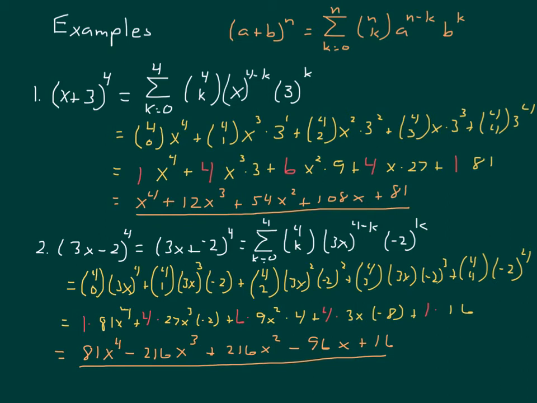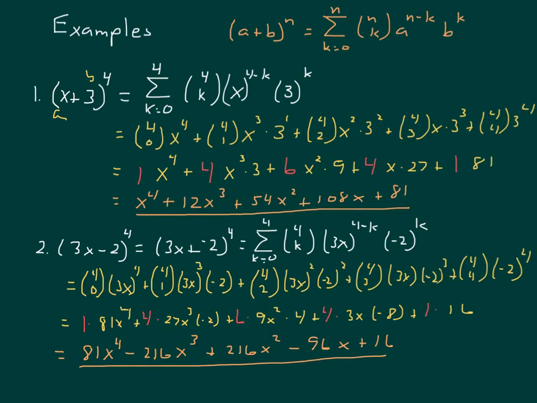So I look at this first one. I have (x+3)^4. Well, I know in this that a is equal to x and b is equal to 3. And so this is going to equal the sum as k goes from 0 to 4 of 4 choose k, x^(4-k) times 3^k.